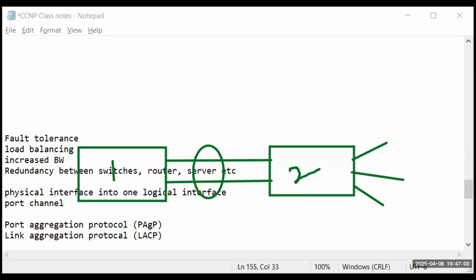So what about PAgP and LACP? PAgP is again the same, with this protocol we are going to achieve the EtherChannel configuration. PAgP is the Port Aggregation Protocol, a Cisco proprietary protocol. Link Aggregation Control Protocol is again an EtherChannel protocol, but it is non-Cisco proprietary. It can be configured on any switches. How to configure them? I'll tell you the commands.